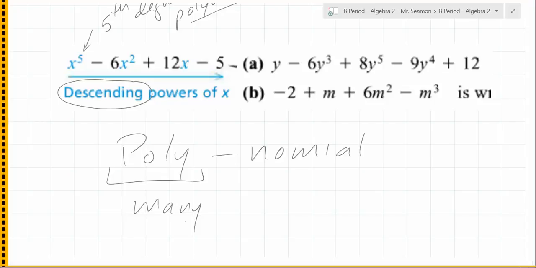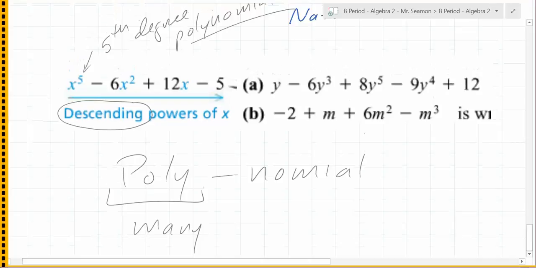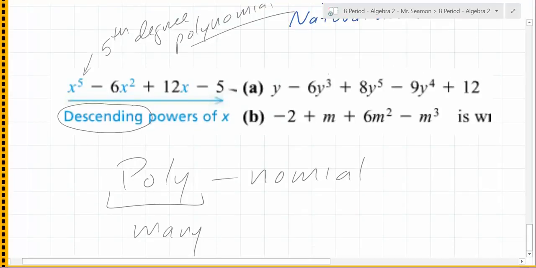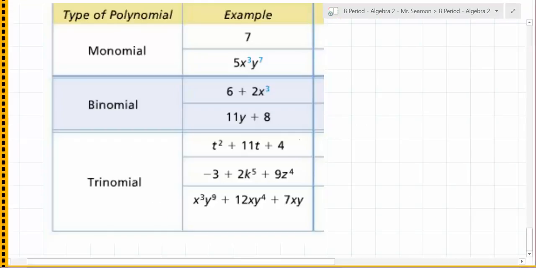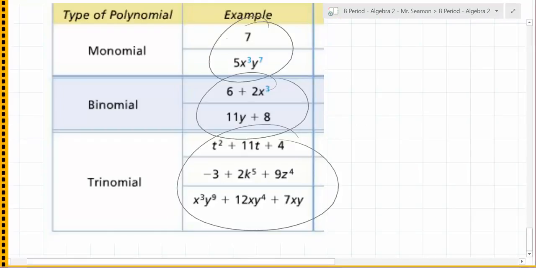And what's the glue that binds the pieces together? No, the pieces are not fused by multiplication. Adding and subtracting, exactly. So the only operation you can have here is adding and subtracting. Okay, number of terms: 3 terms, 2 terms, and 1 term.